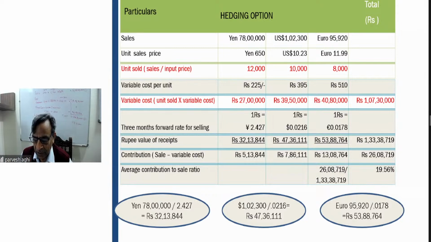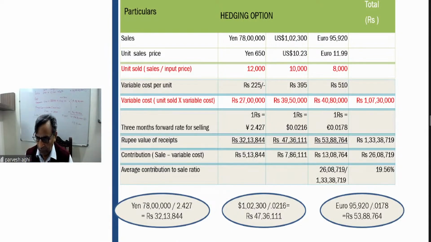Okay. Then we can calculate the contribution. We know the total receipt in terms of Indian rupees for all the products in Japan, US dollar and euro. So this is the amount 3247. Then we calculate the contribution. Contribution is nothing but 32 minus 27. This is the contribution for all three products. So overall, the contribution is 26,08,716. Now this is the sale. If we divide the contribution by sales, we get 19.56 as the contribution.